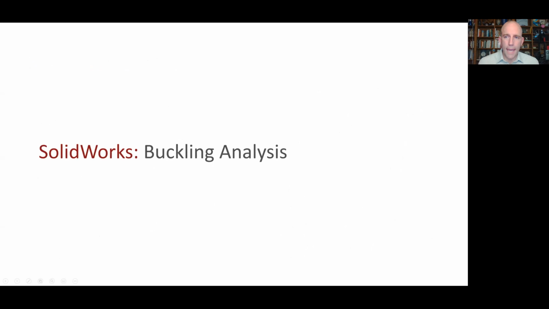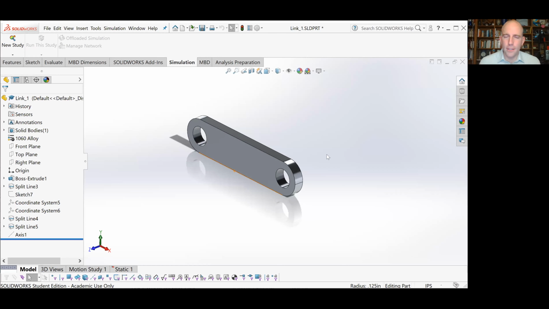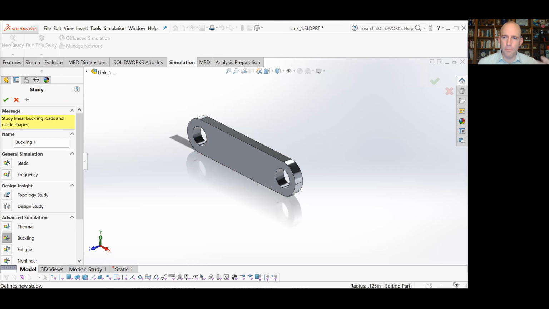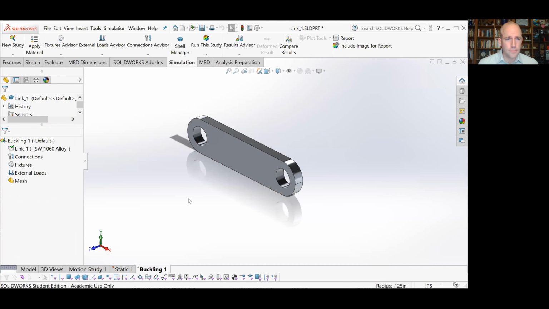What about CAD? Well, let's take a look at link 1 in SolidWorks. All right, so here we have link 1 from our vice grip, which we've analyzed in some previous studies. This time we're going to create a new study and analyze it in buckling. So instead of static, which we used for stress, we'll come down to buckling and say okay. And then the first thing to do is just the simplest darn thing we can think of and see what happens and go from there.